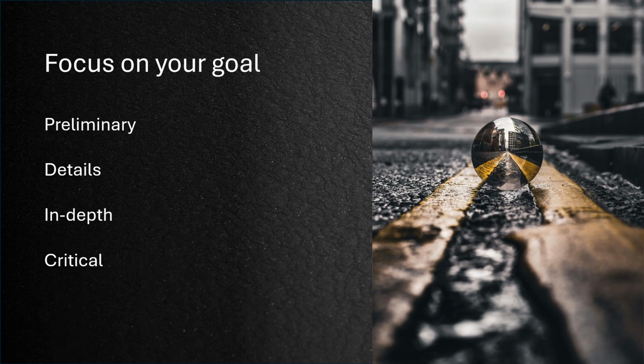Depending on how you answered the questions, your reading goal can likely be broken down into one of these four categories. Preliminary reading is reading to become familiar with a new topic and gain a top-level understanding. Details reading is when you're looking for specific references, facts, data points, definitions, or quotations. In-depth reading is when you have basic knowledge on a topic and need a deeper understanding. And critical reading is reading in order to analytically engage with an author's theories and ideas.